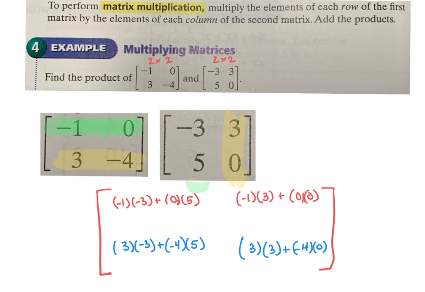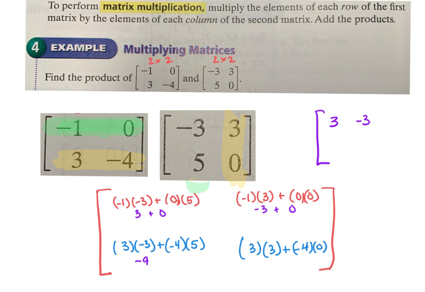All right? And so once you've done that, you're just going to perform your multiplication and addition, just in order of operations as you would. So my answer here is going to be, well, what is negative 1 times negative 3? That's 3. Plus 0 and 5, 0. So my answer here is going to be 3, right? And then I have negative 1 and 3. That's negative 3 plus 0. So this is going to be negative 3.